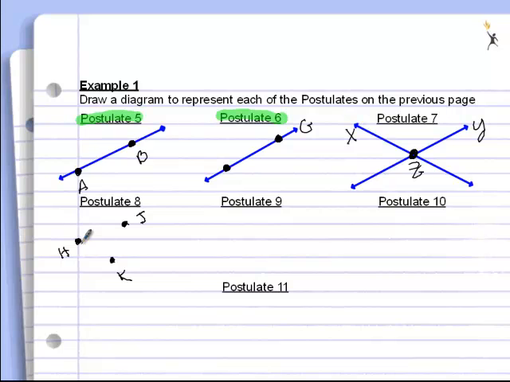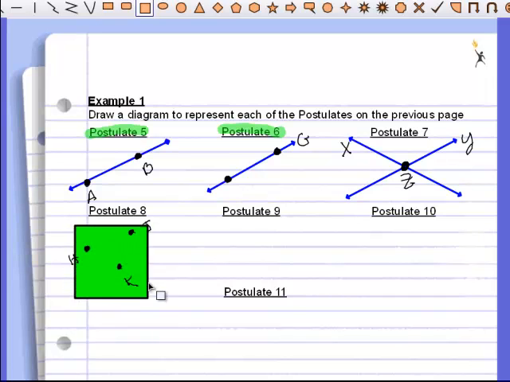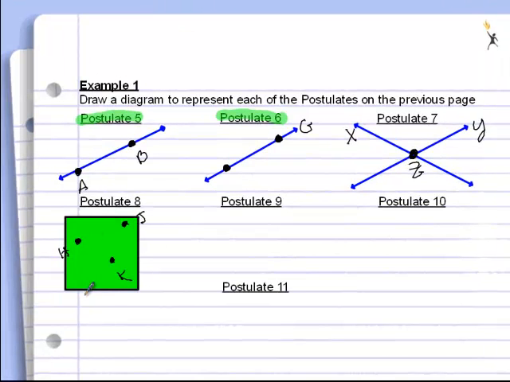And we're told in postulate 8 that through any three non-collinear points, they can't be on the same line, there exists exactly one plane. So we're going to draw a plane. There we go. Now we need to label that plane. Let's label it, I don't know, R. Okay? Through any three non-collinear points, there exists exactly one plane.